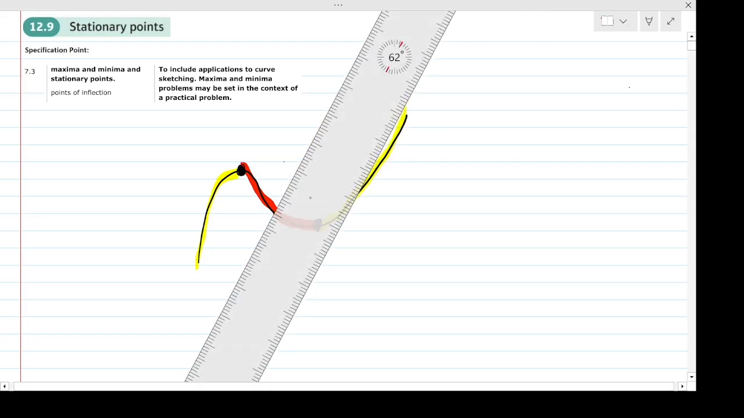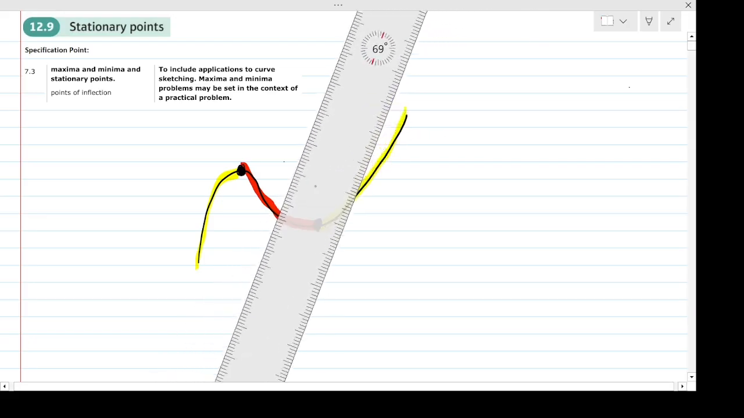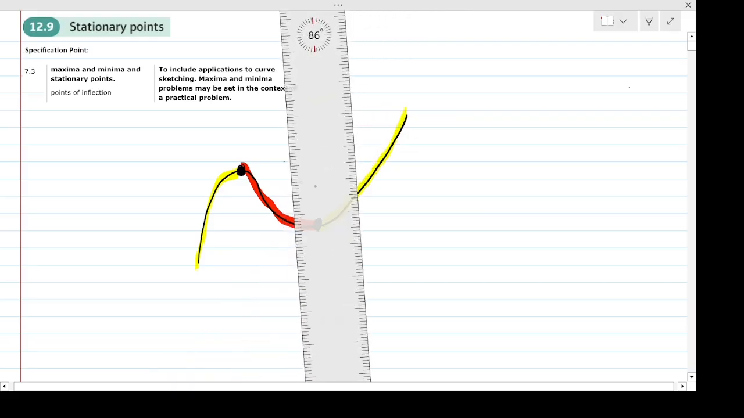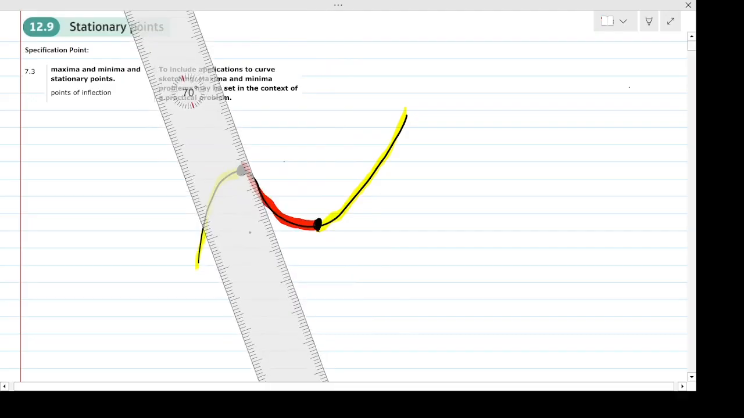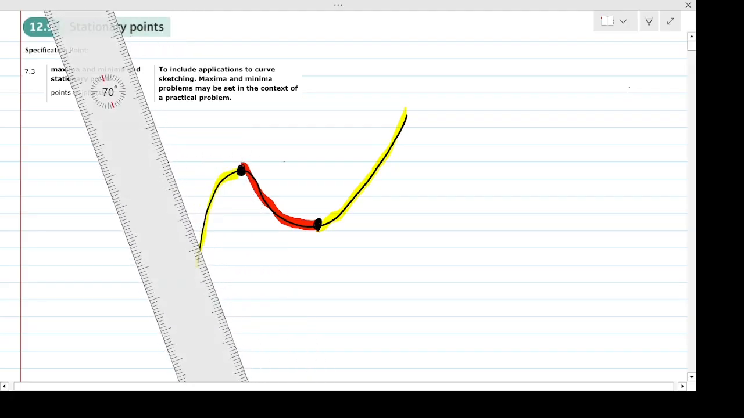On the contrary, the decreasing parts are when the curve is going down, so the gradient is negative. If I draw a tangent to the red part, you can see the line's going down now. But then let's investigate what happens when it reaches these points that I've circled in black. What happens as we move to those points in terms of the gradient?